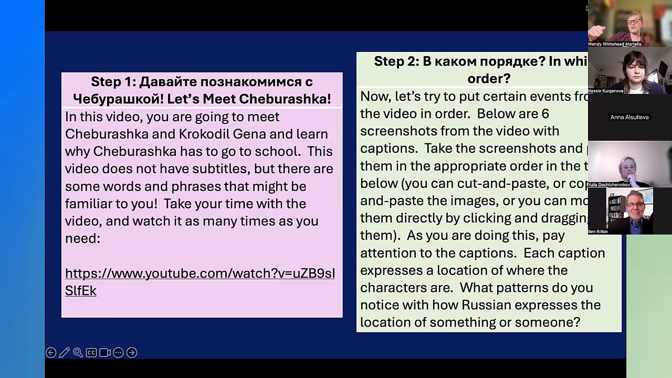And for step 2, I took screenshots at various points in the video, and then I had students manipulate the screenshots into the order that they appeared in the story. So a little bit of a comprehension check, making sure that they got the story sequence down, so that they knew what happened generally.